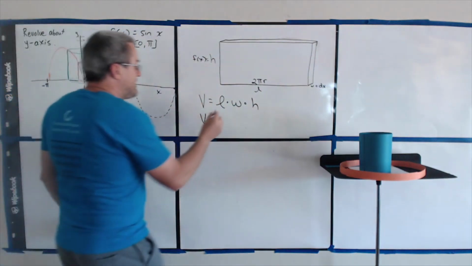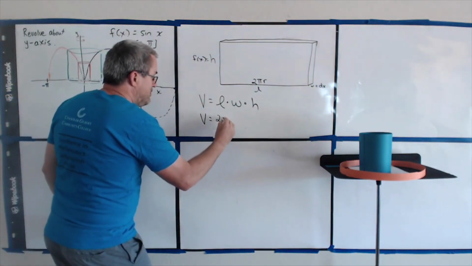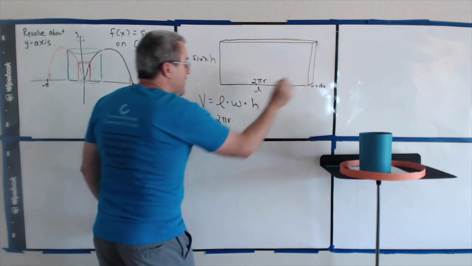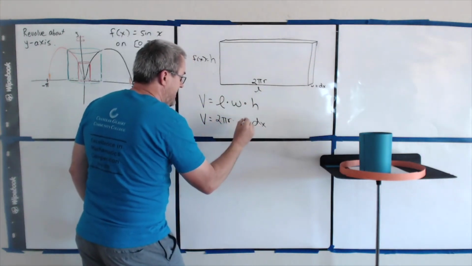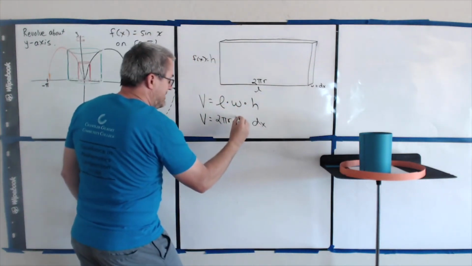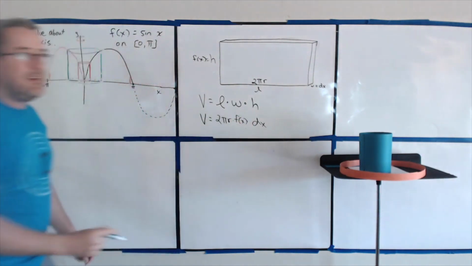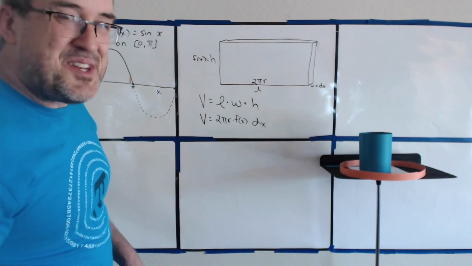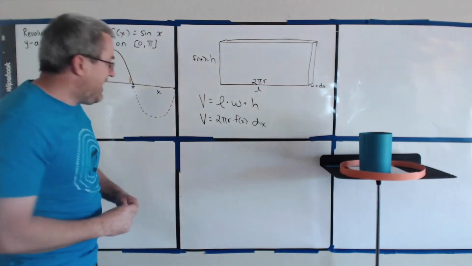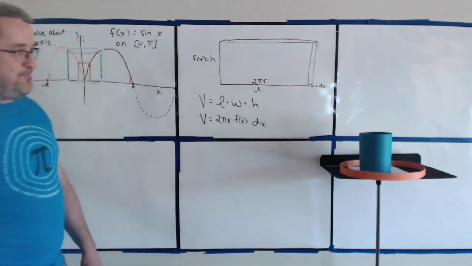So the volumes that we're talking about are the length, which is going to be 2 pi times r, the width, which is going to be a change in x, and the height, which is going to be some function value. That height's going to change depending on x. And notice I just rearranged it to put the dx on the end because we like to do that. That would be the volume.